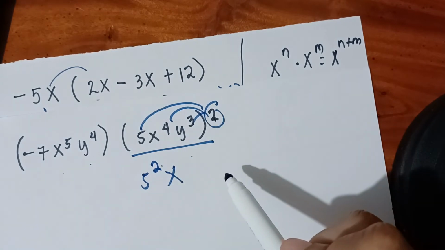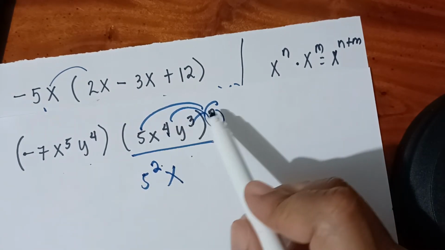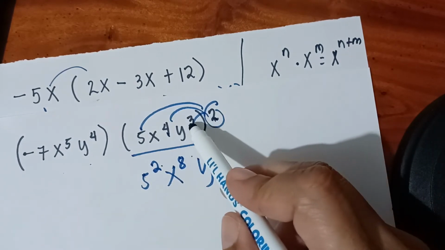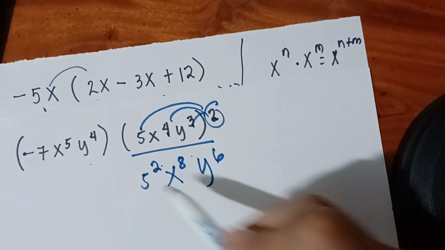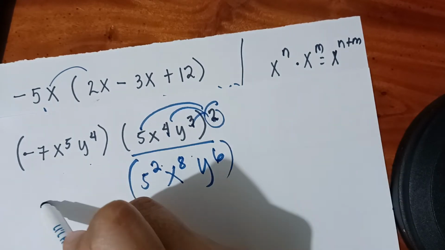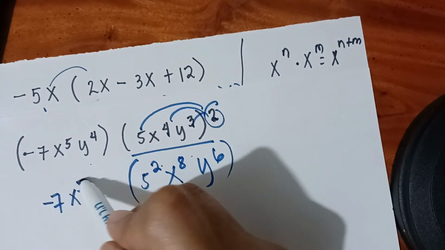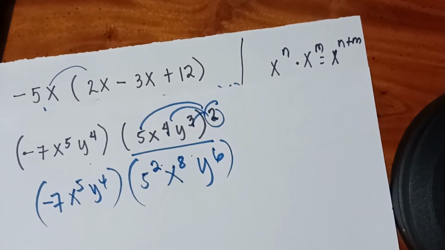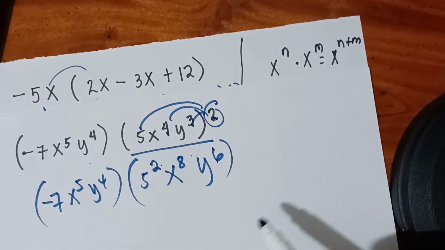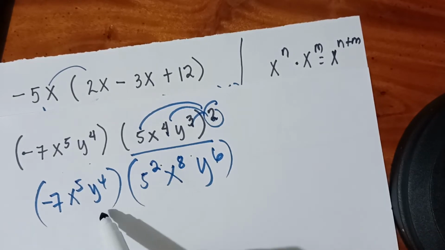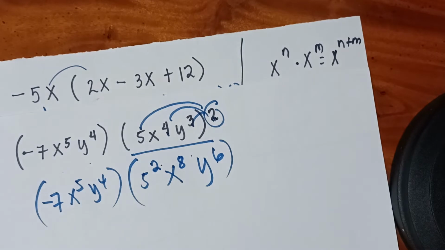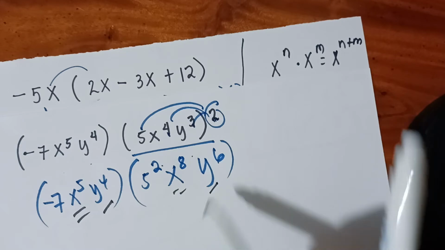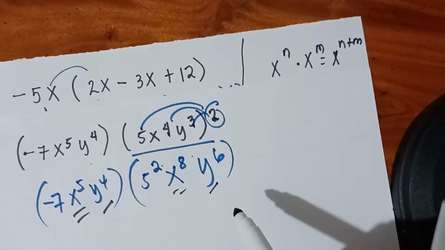So, double exponent, anong gagawin natin? I-multiply. So, 4 times 2 is 8. And then y, 3 times 2 is 6. Okay? Times negative 7, x to the 5th power, y raised to the 4th power. Now, we are ready to multiply this. But this time, since meron tayong x and y, we have to simplify x and then y and y. Okay? So, how are you going to simplify that?